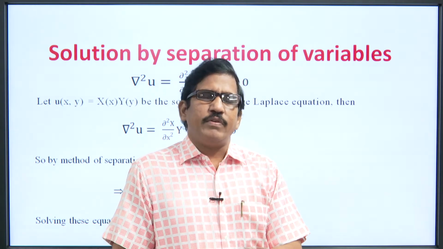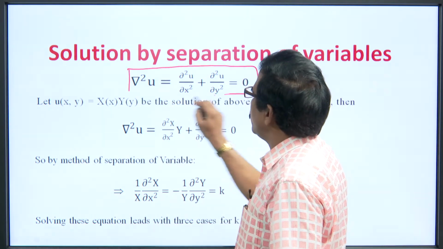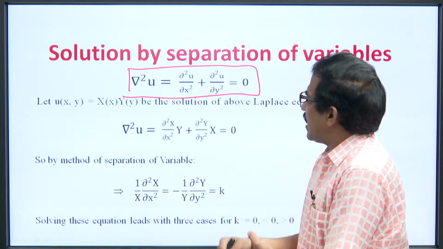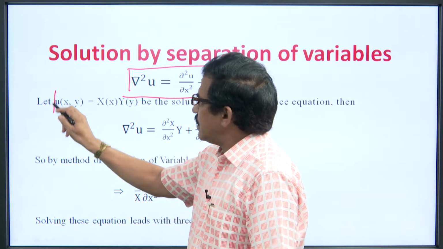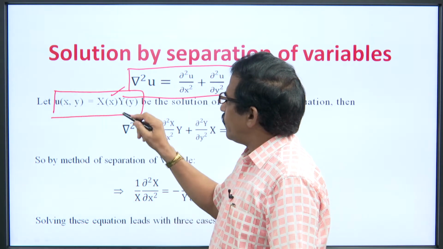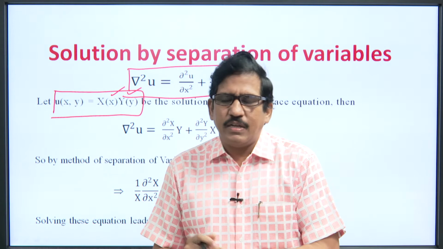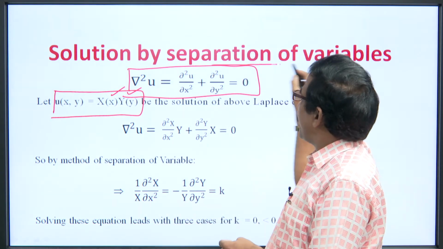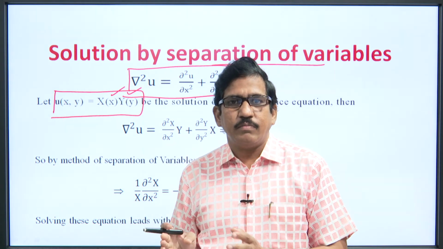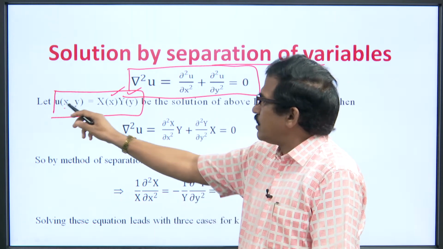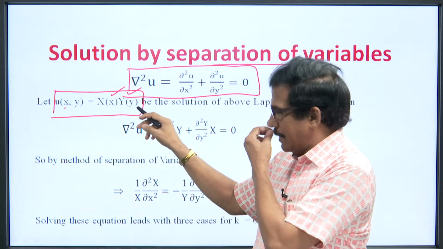How to solve these types of differential equation? Laplace differential equation del square u is equal to del 2 u upon del x 2 plus del 2 u upon del y 2. To solve this differential equation, let us consider that u is a function of x and a function of y. The easiest way to solve this Laplace equation is the method of separation of variables. In this method, we separate both variables x and y. How? Let us suppose u is a function of x, small x, and a function of y, small y.